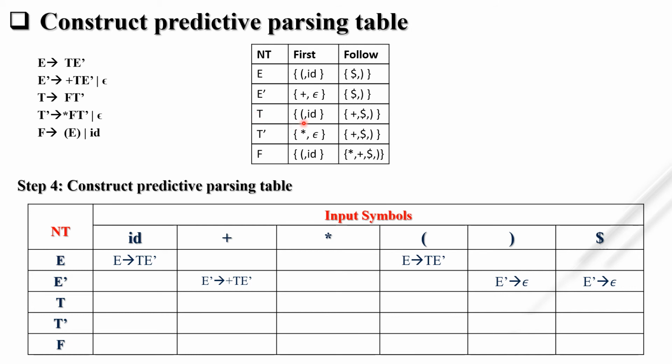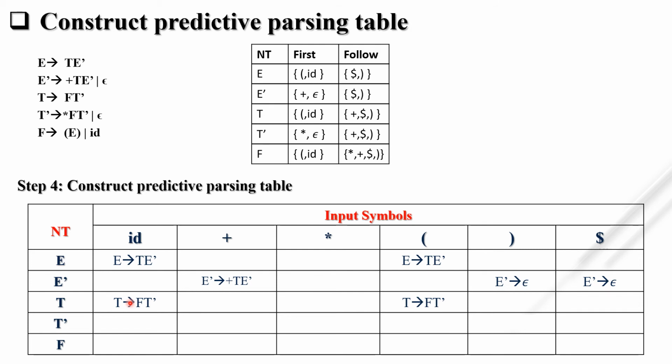So where we get this opening bracket for T? E tends to FT dash, so from F we go to opening bracket. From this production, T tends to FT dash, so we have to put T tends to FT dash in the opening bracket column here. Similarly, where we are getting this ID, T tends to FT dash, so we have to put T tends to FT dash here in the ID column.